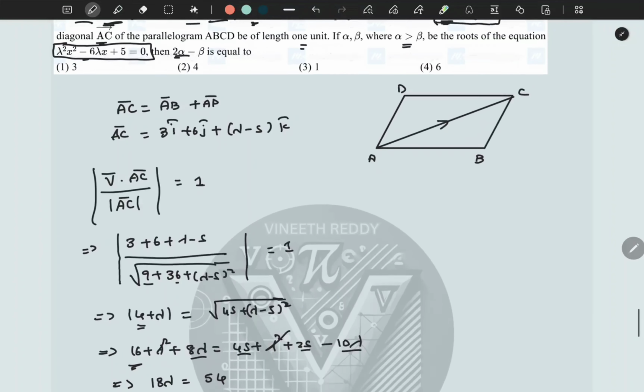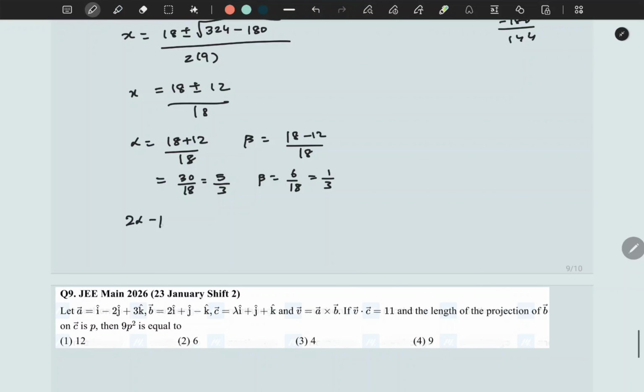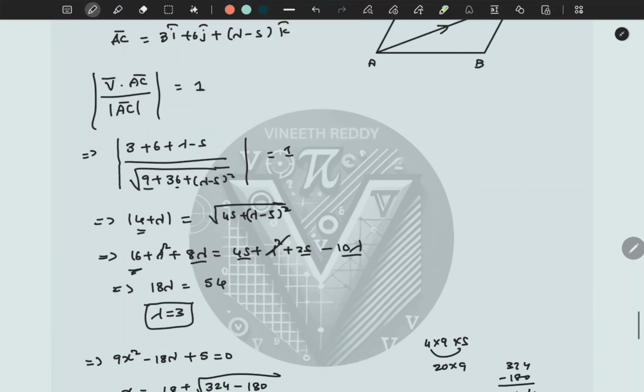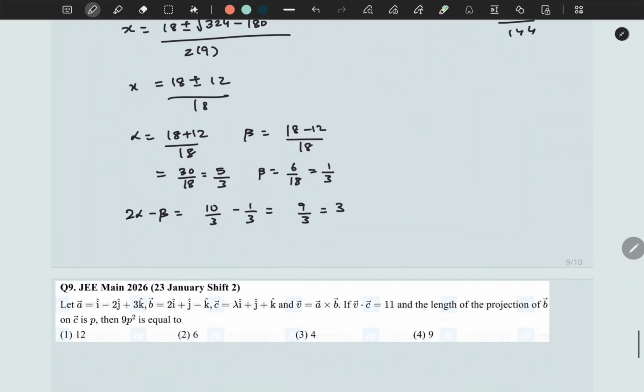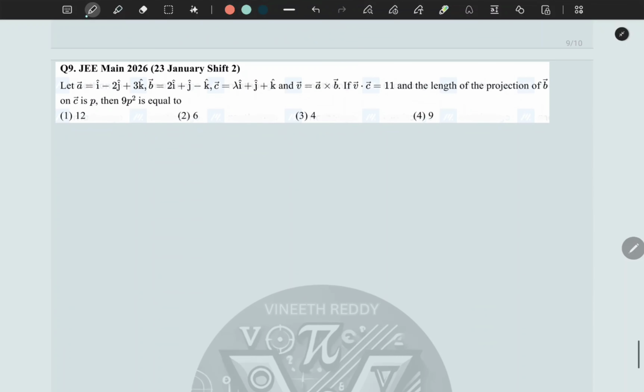Now what is he asking, dear students? He is asking us to find the value of 2 alpha minus beta. So 2 alpha minus beta will be 10 by 3 minus 1 by 3, which is 9 divided by 3, which is simply 3. So 3 should be the answer. I think option 1 is correct. Perfect. Think we are right? Yeah. Now let us go with the next question.